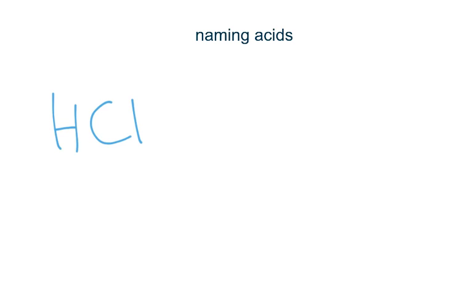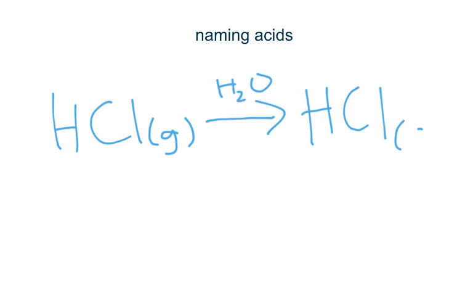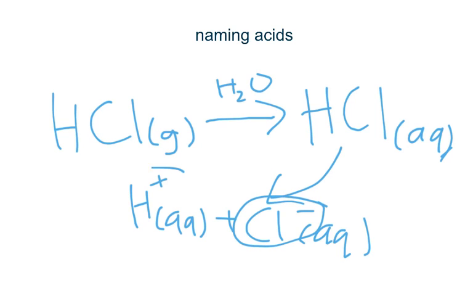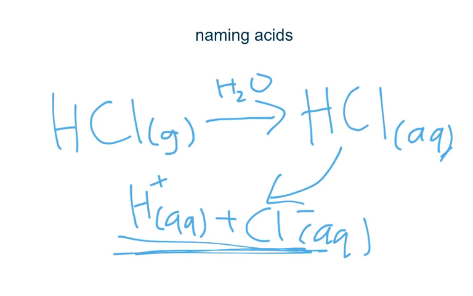So for example, if HCl is originally a gas and it enters water, then it will become HCl in its aqueous form. And we use the aqueous to denote that it's in water. And once it enters water, it will split up into an H+ aqueous and a Cl- aqueous. Notice how minus and plus add up to 0. So the charges on each of these cancel out once you add them together.